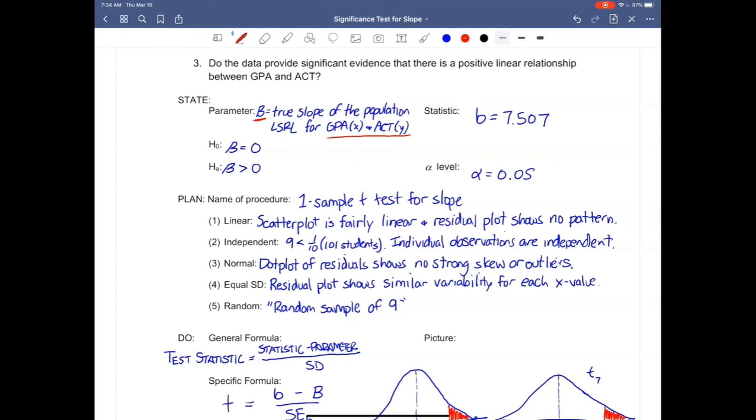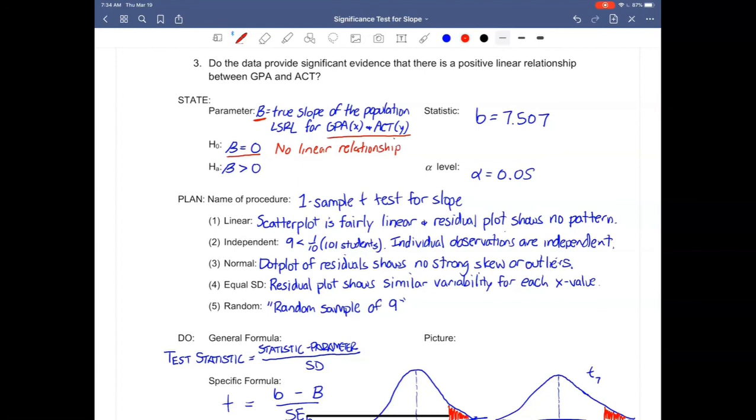Now for the null hypothesis, we're going to say that the true slope of the population LSRL is equal to 0. And if there is a 0 slope here, what that's really telling us is that there is no linear relationship. So let's just go ahead and add that in. In words, this null hypothesis is telling us that there is no linear relationship.